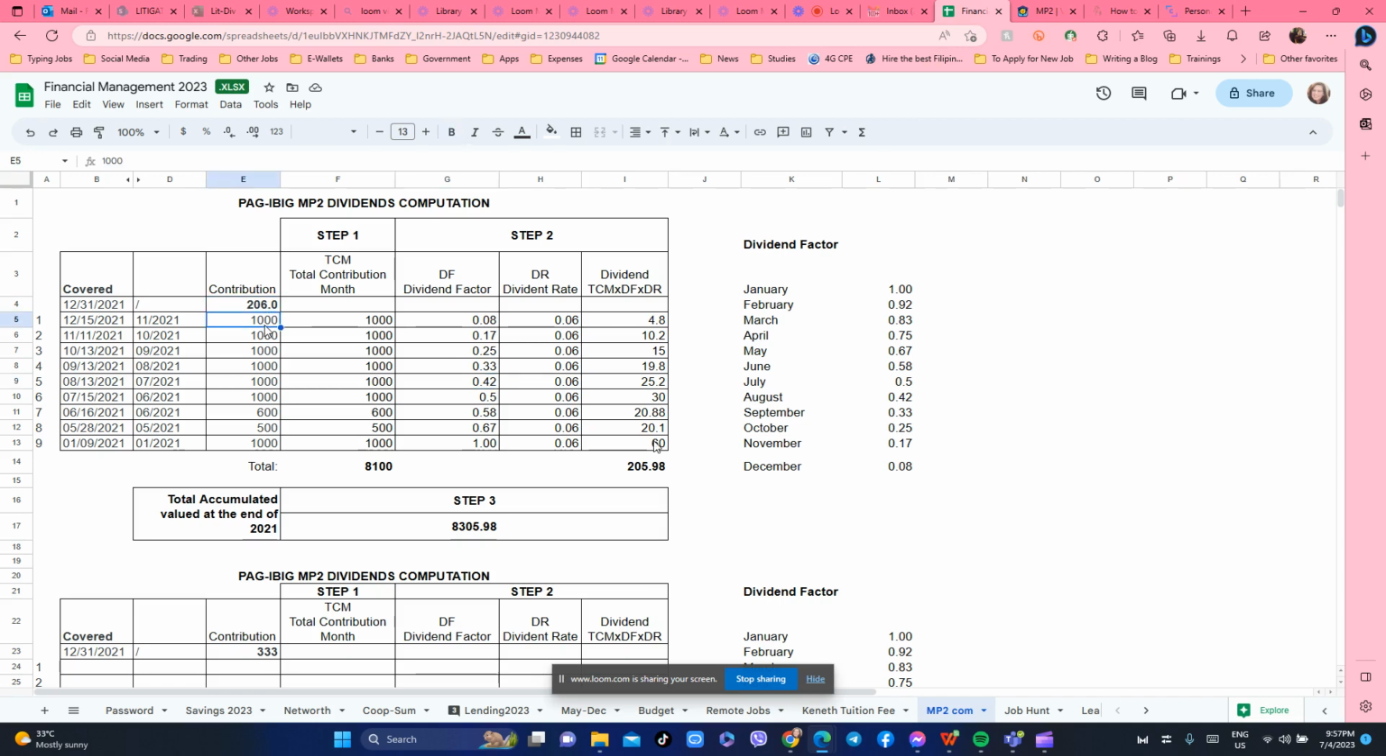So as you can see, I have a total of 8,100 for the year 2021 total contributions. This is the actual contributions in my virtual Pag-ibig. And this is the actual dividend in my Pag-ibig portal also. So, how I came up with the 206, let's see.